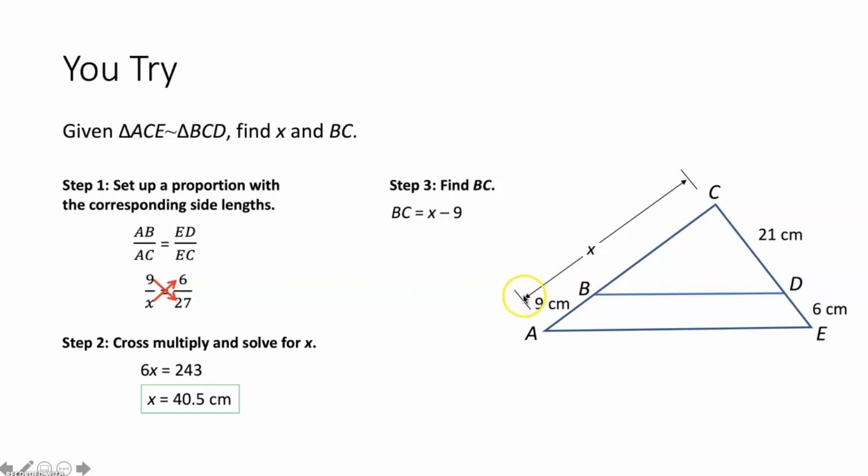So what I can do is take x and subtract out 9, or take 40.5, subtract 9, and I'm left with the measure of segment BC, which is 31.5 centimeters.